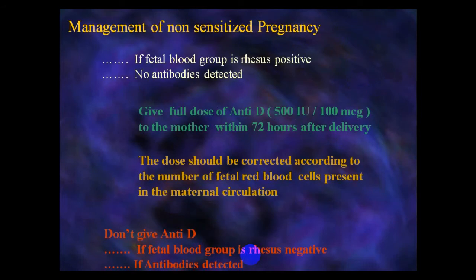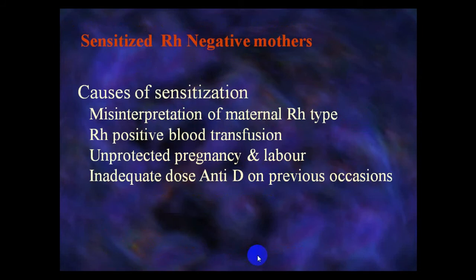If the fetal blood group is Rh positive and no antibody is detected, give a full dose of anti-D to the mother within 72 hours after delivery. The dose should be corrected according to the number of fetal RBC present in the maternal circulation. Do not give anti-D if the fetal blood group is Rh negative, or if antibody is detected, as this is a sensitized Rh negative mother.